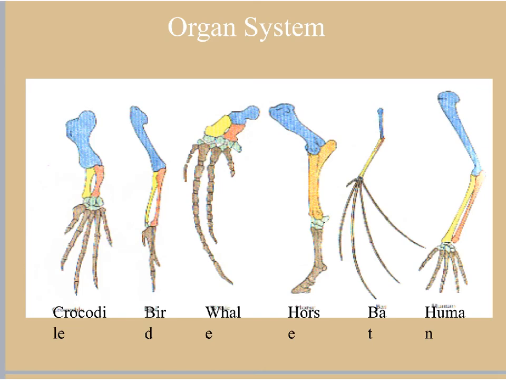And these are all the forelimbs. So this would be the front leg of a crocodile, the wings of a bird, the pectoral fin on a whale, the front leg of a horse, the wing of a bat, and then your arm. And you see obviously that there are structural differences, and those structural differences then create functional differences.